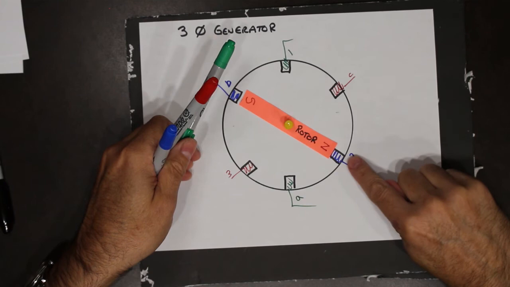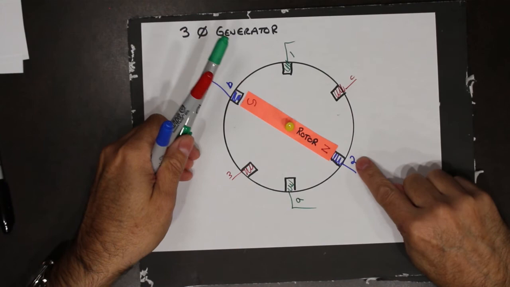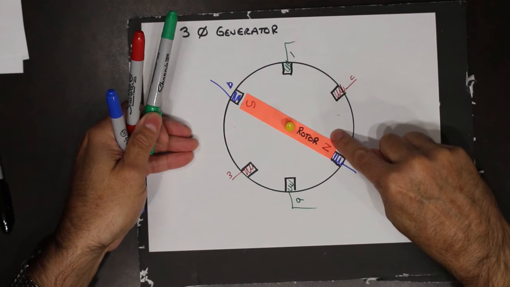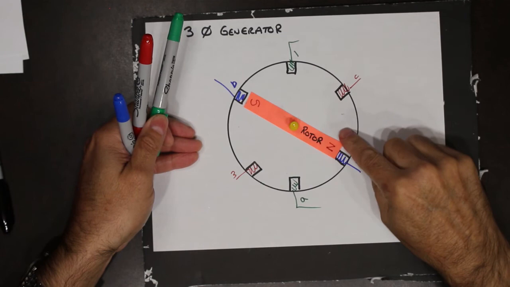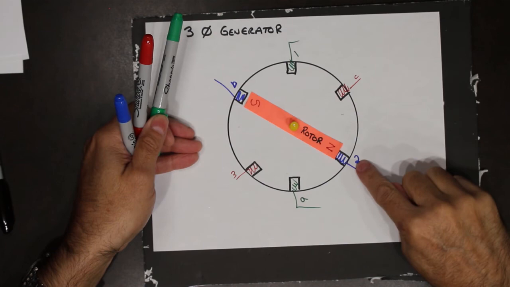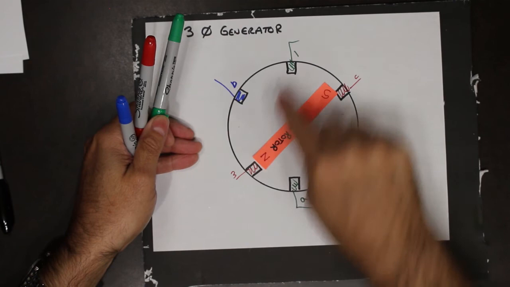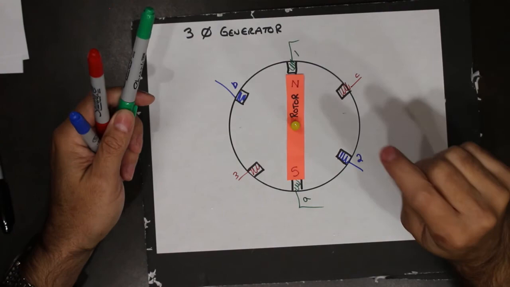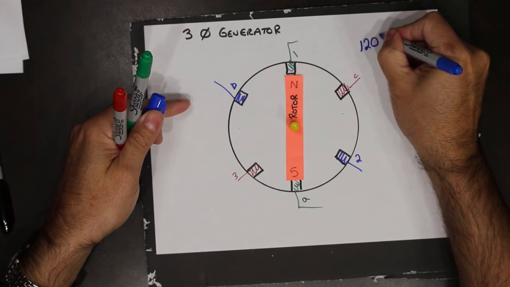So, from this until we get to the next one with the same end of the coil, remember? From 1 to 2, we have rotated 120 degrees. From 2 to 3, we rotate another 120 degrees. From 3 back to 1, another 120 degrees. So in a three-phase generator, the coils are out of phase by 120 degrees.